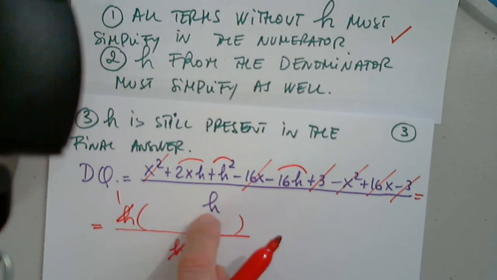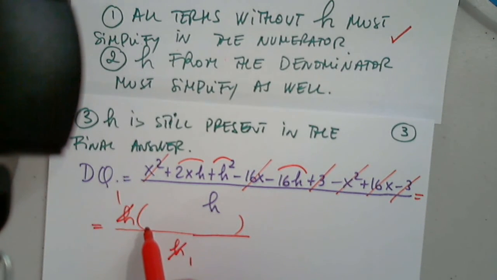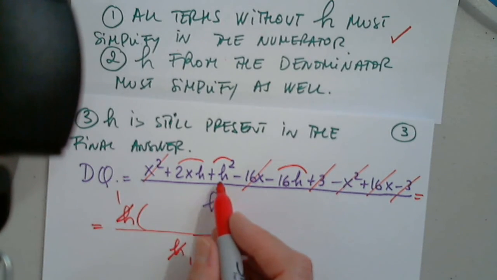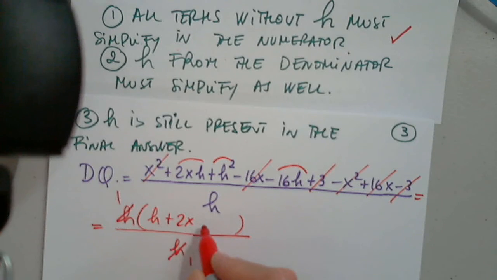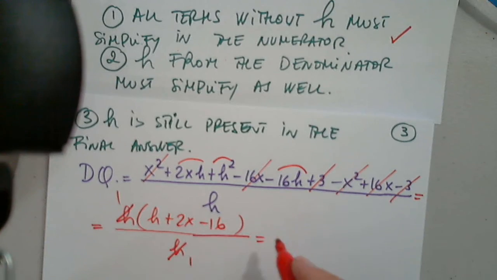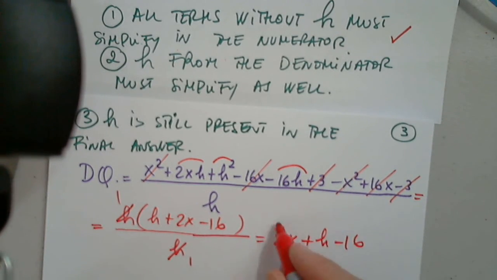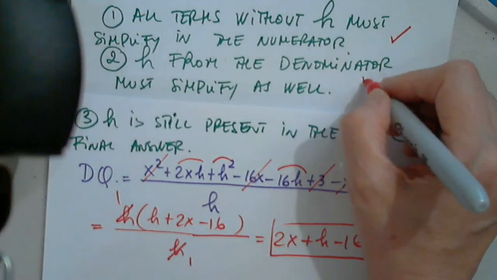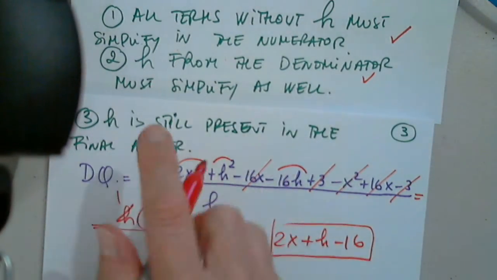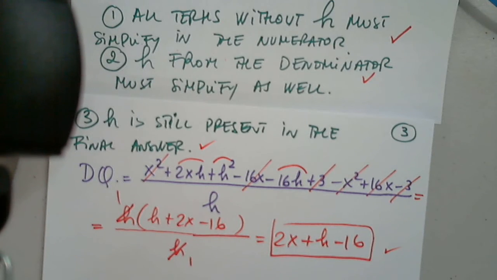What is left? And how many? Yes, I'm ready. Is it h plus 2x minus 16? Yes, you can start with that if you want. That's fine. H plus 2x minus 16. So the answer is, and I'm going to still write it as 2x plus h minus 16. So h from the denominator went away, and I still have h present in the final answer. Yes, I do.